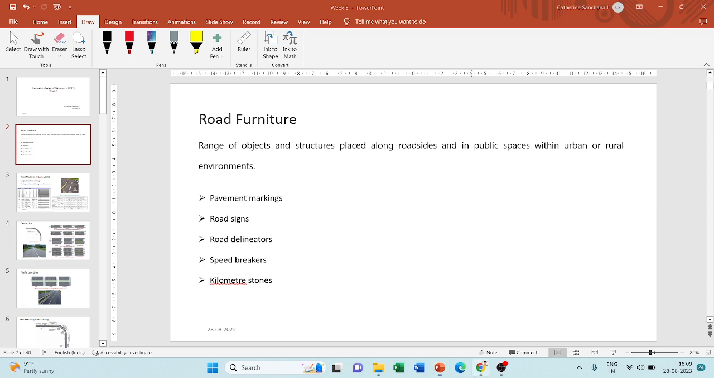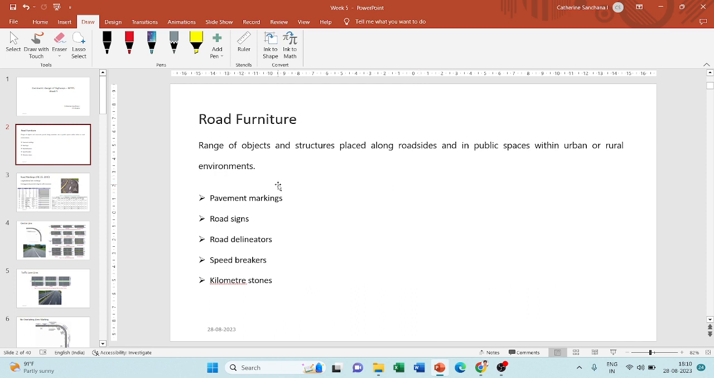So, what is road furniture? It is also called street furniture or urban furniture, and it refers to a range of objects placed along roadsides or in public spaces within urban or rural environments. This is the definition of road furniture. It serves purposes such as improving the aesthetics, the functionality, or the safety of the highways.